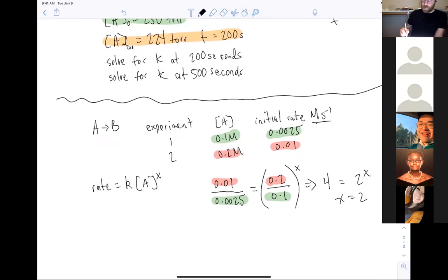Now that we know x is equal to 2, we can come back to our equation and plug that in. So the rate is equal to k times A squared. It's second order in A, and also second order overall because A is the only reactant.